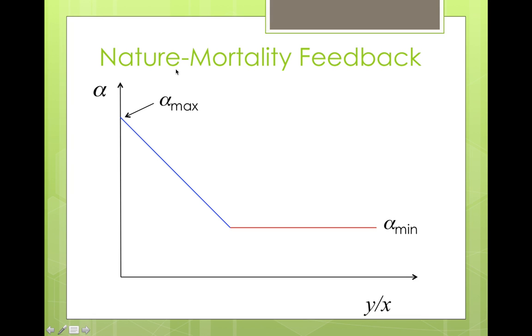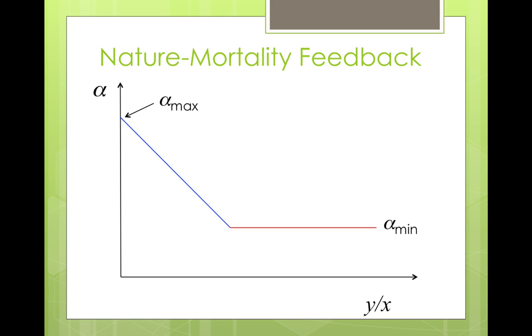Let me tell you a little bit more about how this model is formulated, and this is the link between nature and population mortality. So the alpha, which is the death rate of population, is essentially driven by the ratio of nature availability per capita. And this basically means that if this ratio is large, so if you're on this side of the graph, it means that you have plenty of nature per person, and then the death rate is minimal. It's essentially a natural birth rate, but nature has very little impact on the death rate.